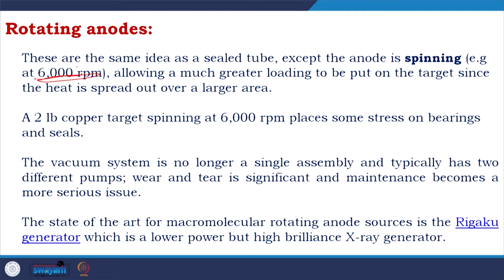The state of the art for macromolecular rotating anode sources is a Rigaku generator, which is a lower power but high brilliance X-ray generator. For a long time, the Rigaku generator has been giving us good data collection in the home source. So, it is a proven method.